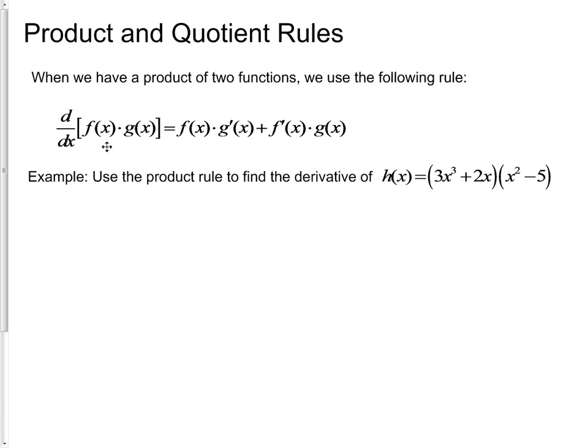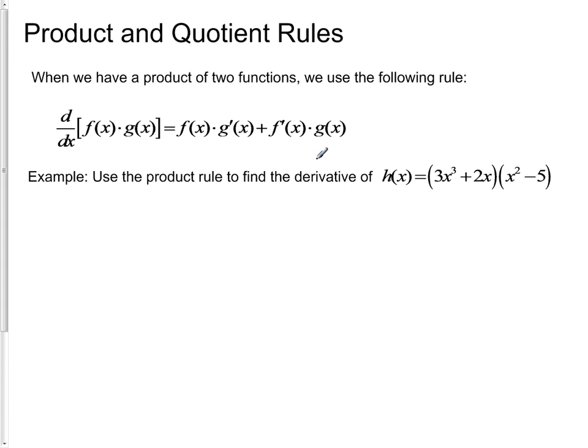Could the same be said for products? Well, no, in fact, it can't. What we have to do is take a little bit more of a complicated setup here. And here's the way this one works. We say that if we were to take the derivative of f of x times g of x, it would be the same thing as f of x times the derivative of g of x plus the derivative of f of x times g of x. In other words, what we're doing is taking the first function times the derivative of the second function and adding to that the derivative of the first function times the second function.